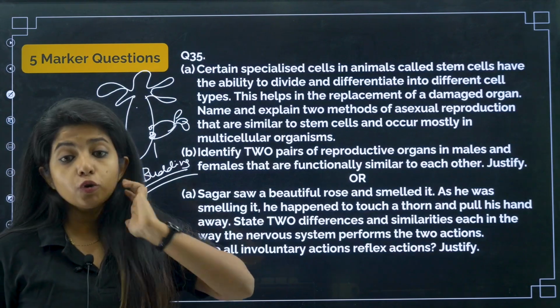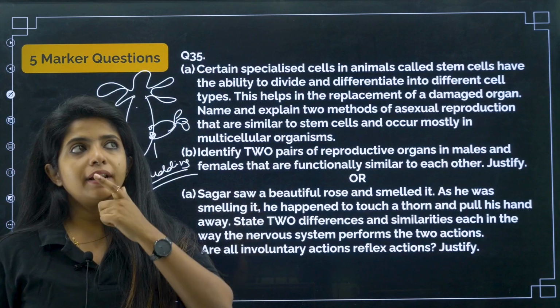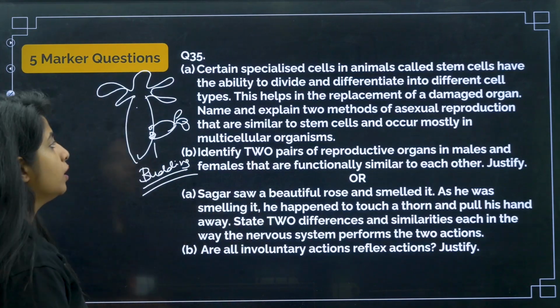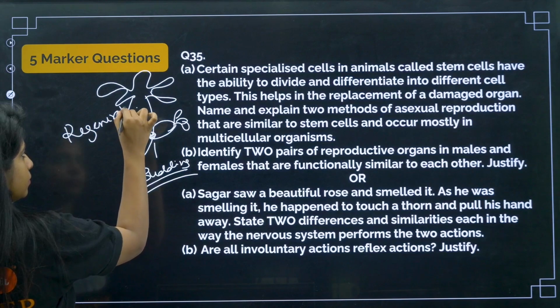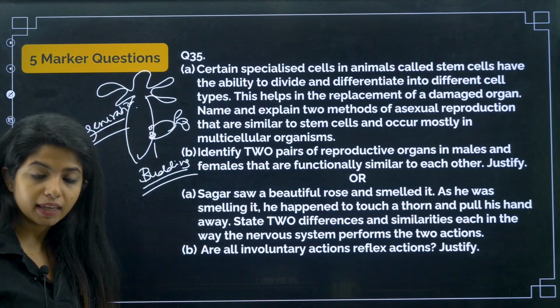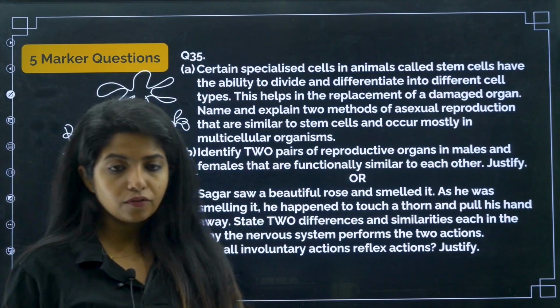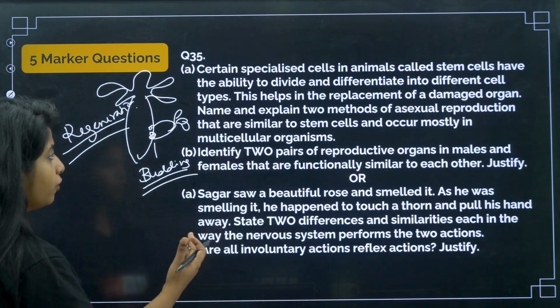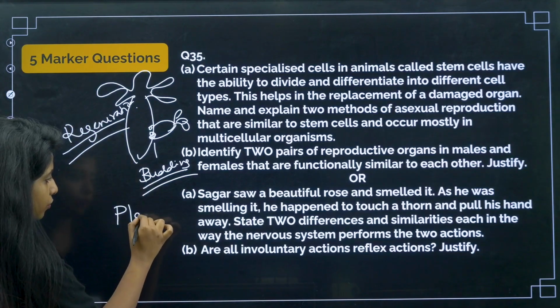And you have to tell two methods. So this is one method of asexual reproduction. One more I can say. What is the example that I can give? Regeneration. Regeneration is actually not a method of asexual reproduction, but yes, they can give rise to an organism. For example, planaria, if you see.